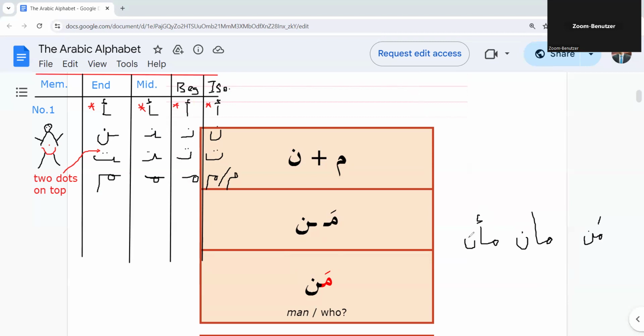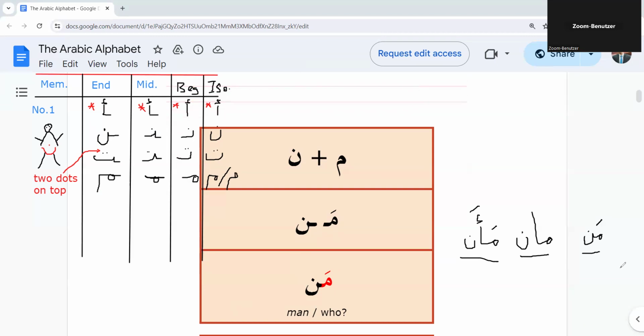Okay, so let's try to read them step by step. So first, this is the first word. This is the second word, and this is the third word, okay? Yes. The first word that you just read. So man. The meme has what on top of it? I see this. So what do we call it? We call it fatha. Fatha, exactly.